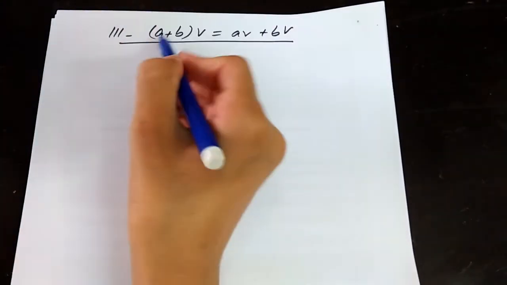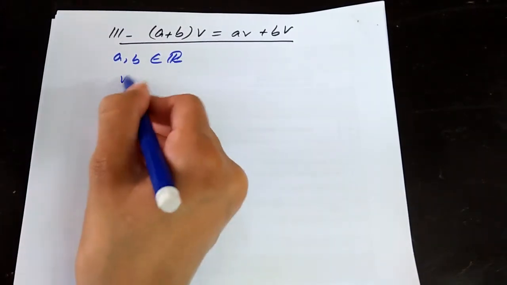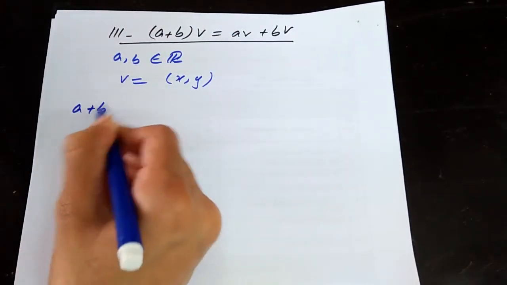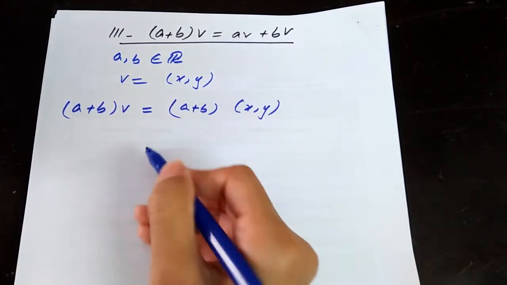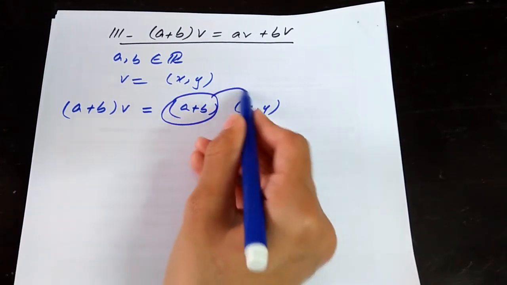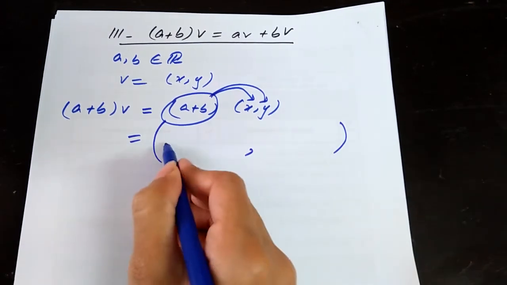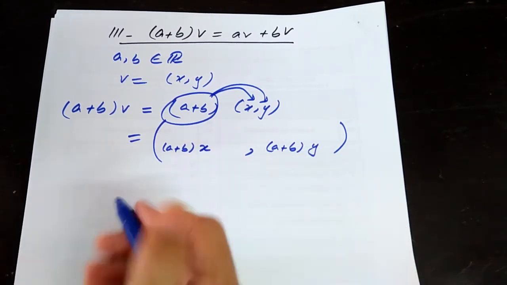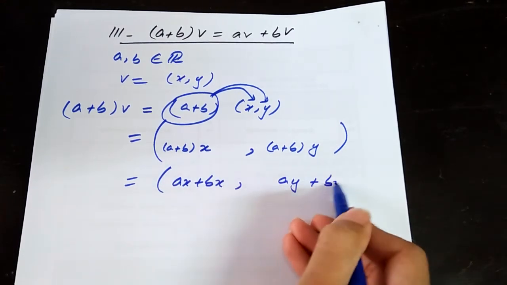Now move on to the third property. Now a and b are any scalars from your main field, that is the set of real numbers, and your v vector is, for example, (x, y). Now take the left hand side, that is (a plus b) times v. That will be equals to (a plus b) times the ordered pair (x, y). Now this constant will be multiplied individually with x and with y as well. So it will be written as ((a plus b)x, (a plus b)y). And this term will be equals to (ax plus bx, ay plus by).